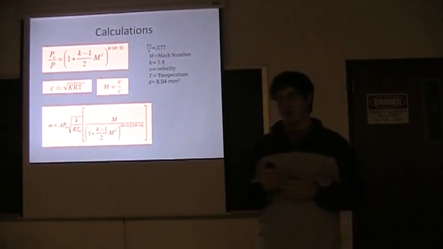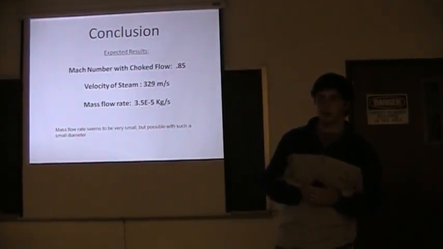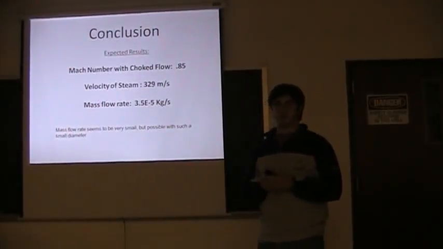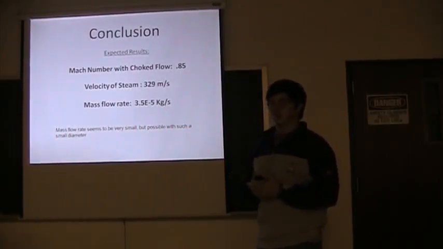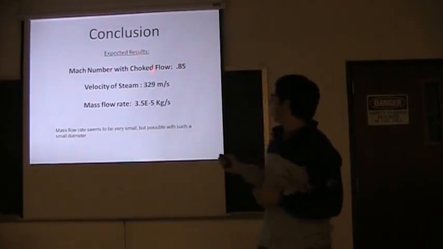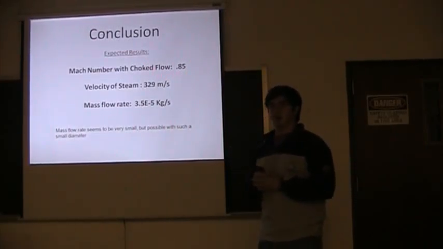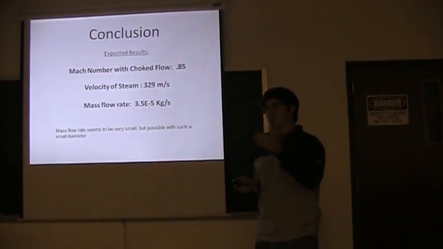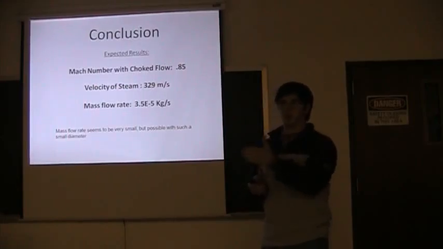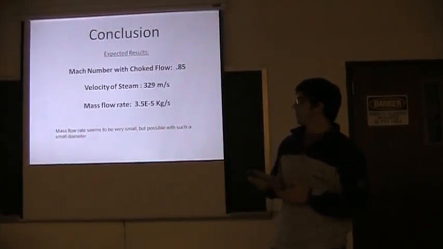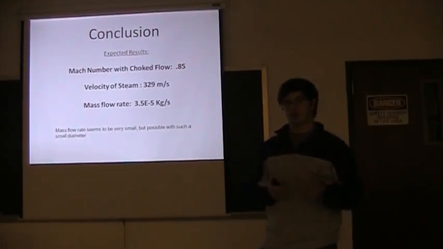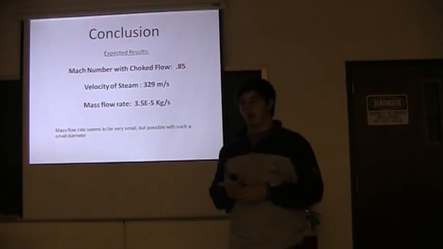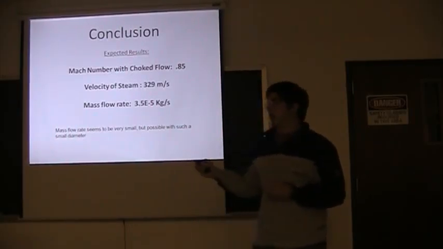And my conclusion: the Mach number that I found, assuming a choked flow, was estimated at 0.85. And the reason it's 0.85 and not higher, even though we're using supersonic, is because we're assuming it to be choked. I found the Mach number upstream, so it wouldn't be above 1 before it went through the convergent divergent system. The velocity of the steam was about 330 meters per second.